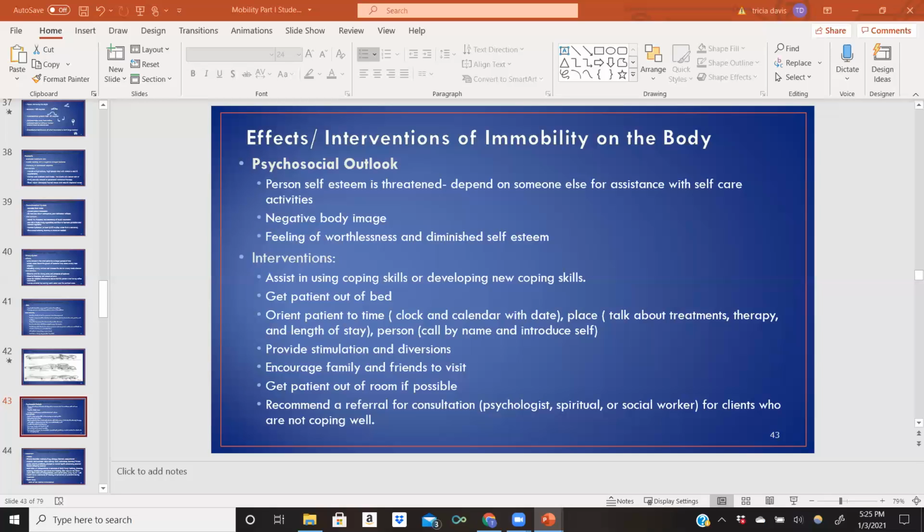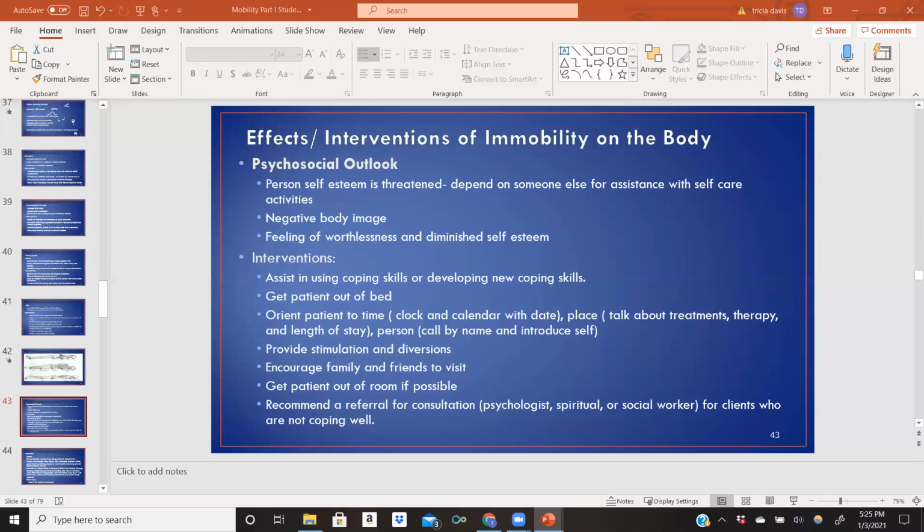And then you can also recommend a referral for a consultation. You can have a psychologist come and see them. You can have the chaplain of the hospital come see them. Maybe a social worker can come see them. They're all there to help assist clients that are not coping well with things.